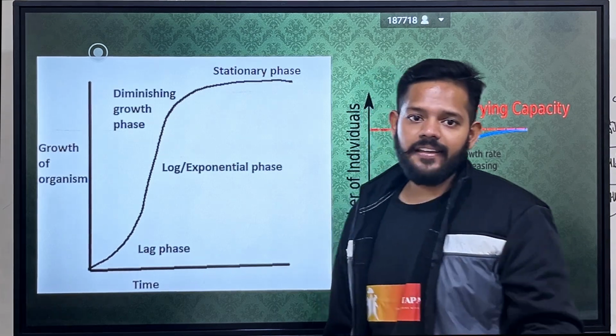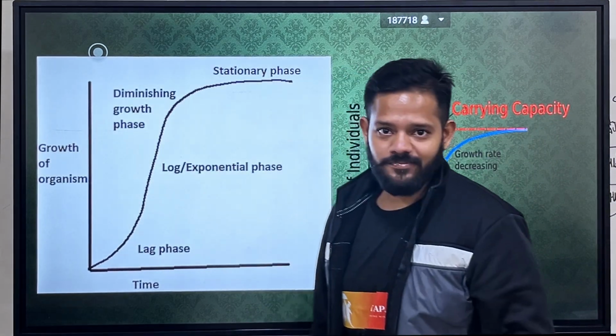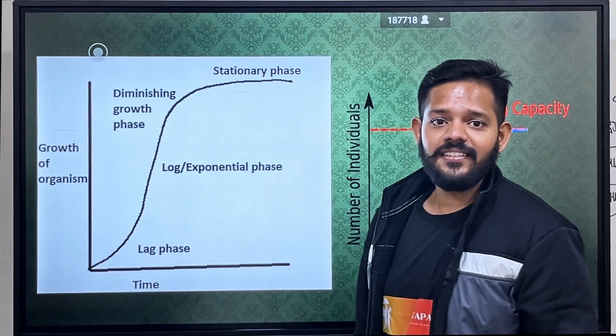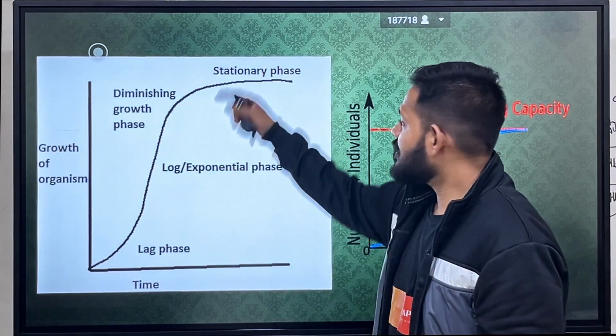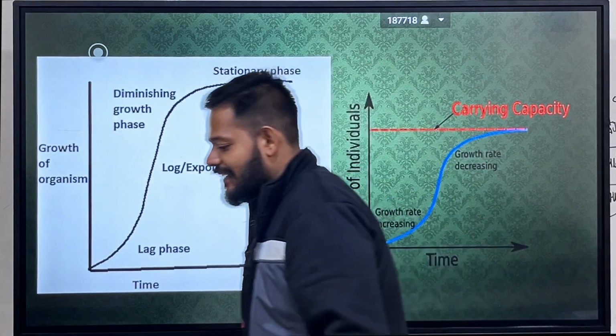One more example I can give you for this graph is that the lag phase is your childhood, the log phase is your adulthood, and the stationary phase is your old age. Okay, this is the second example.